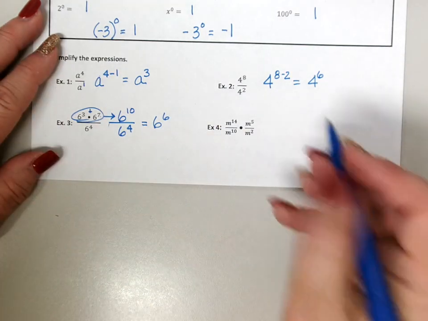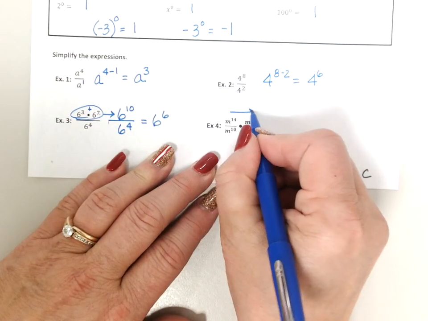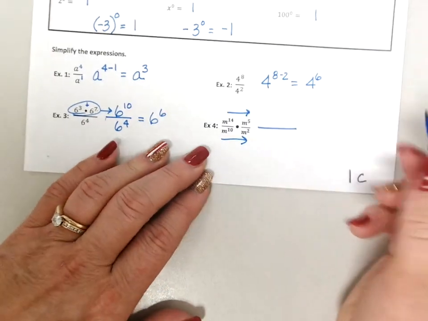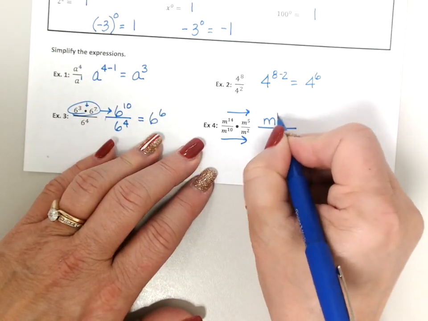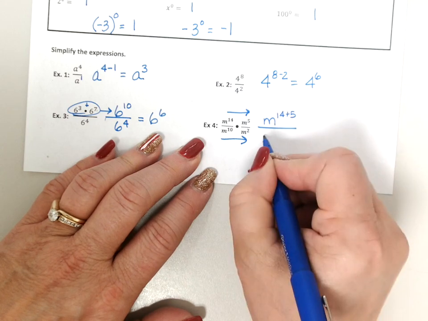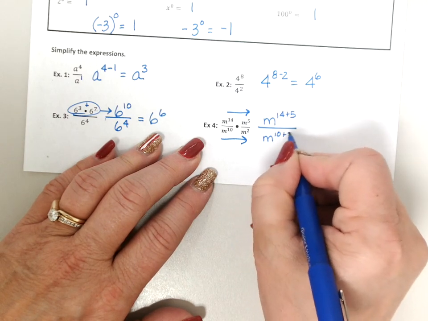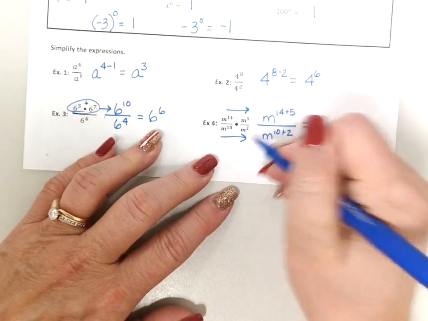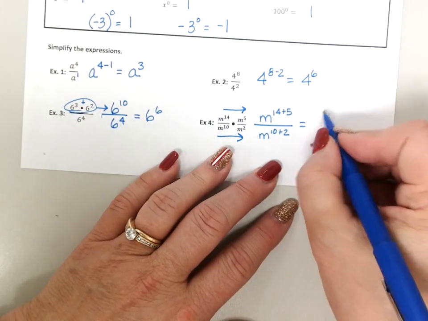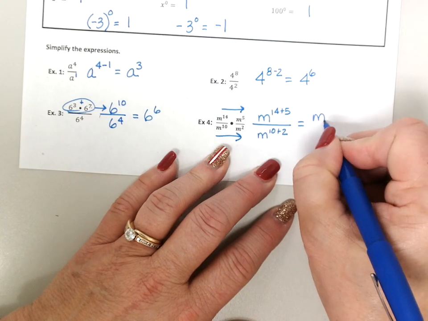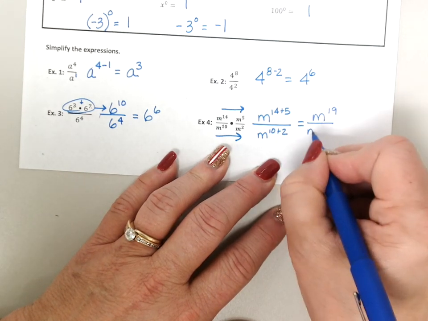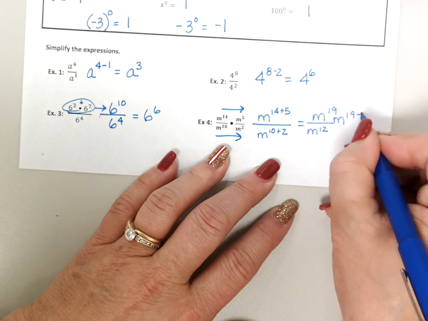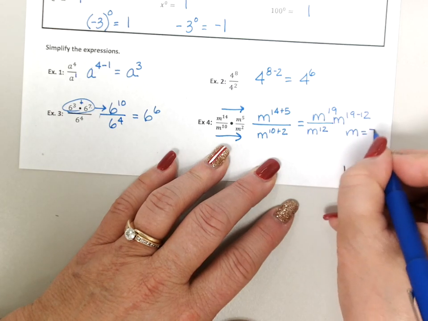Okay? For this one, I'm going to go this way and this way first. And I'm going to do m to the 14 plus 5th and m to the 10 plus 2. I'm going to go across first. Some people like to go up and down first. It doesn't matter. We could try it the other way too. That's going to give me m to the 19th over m to the 12th. Then I'm going to do the 19 minus 12 and get m to the 7th.